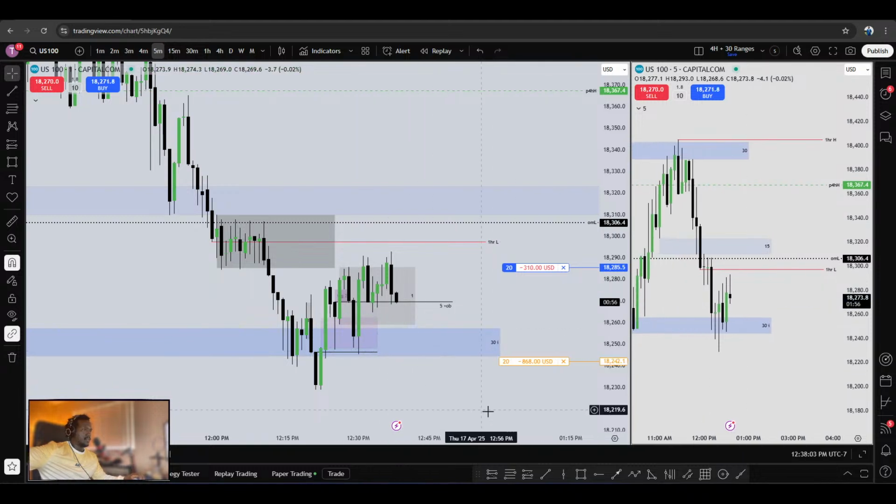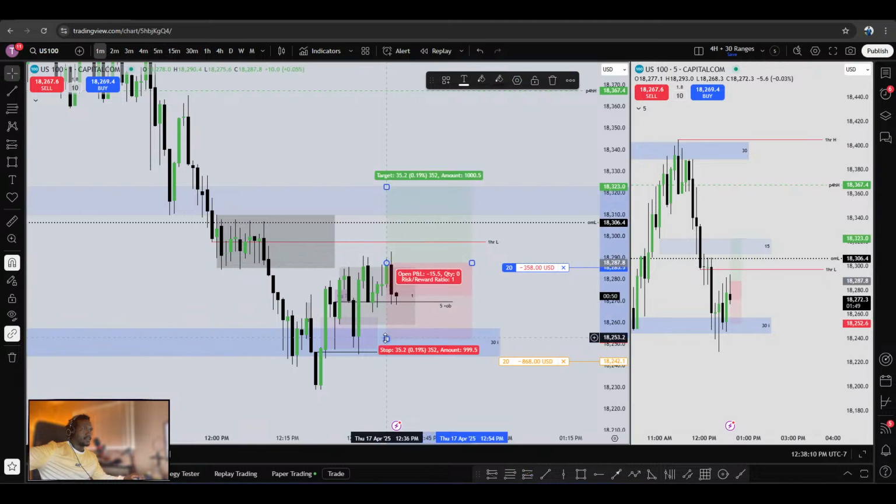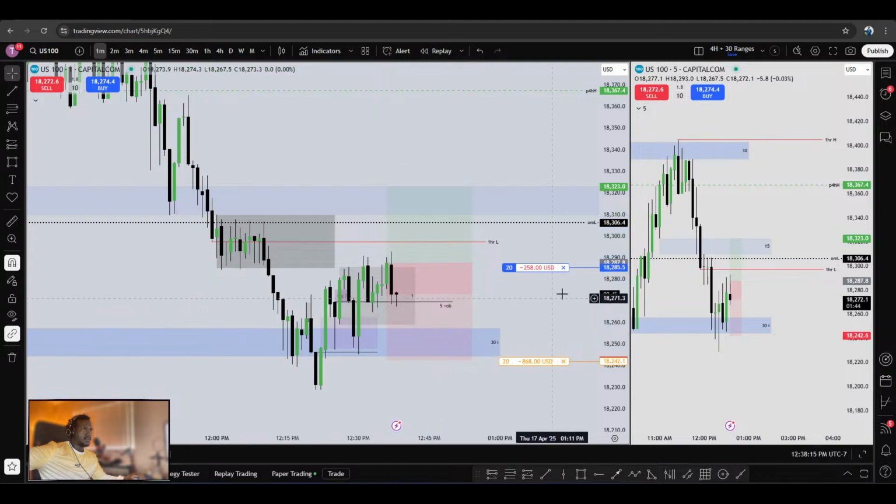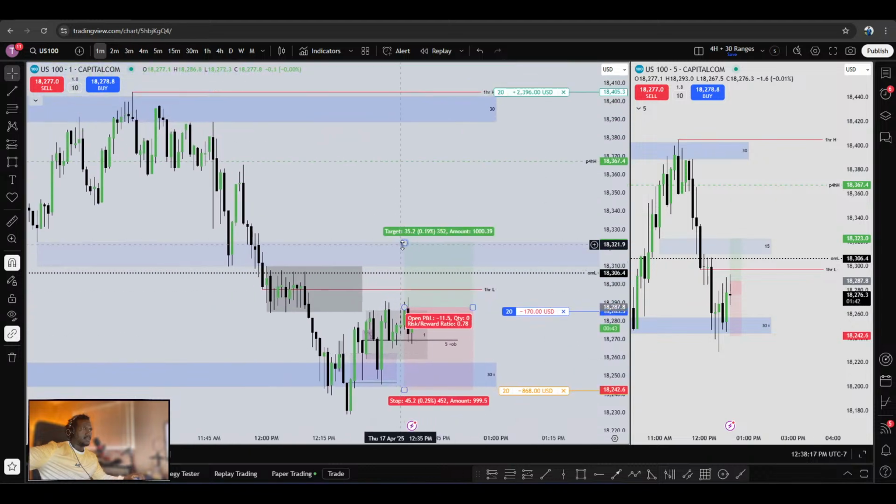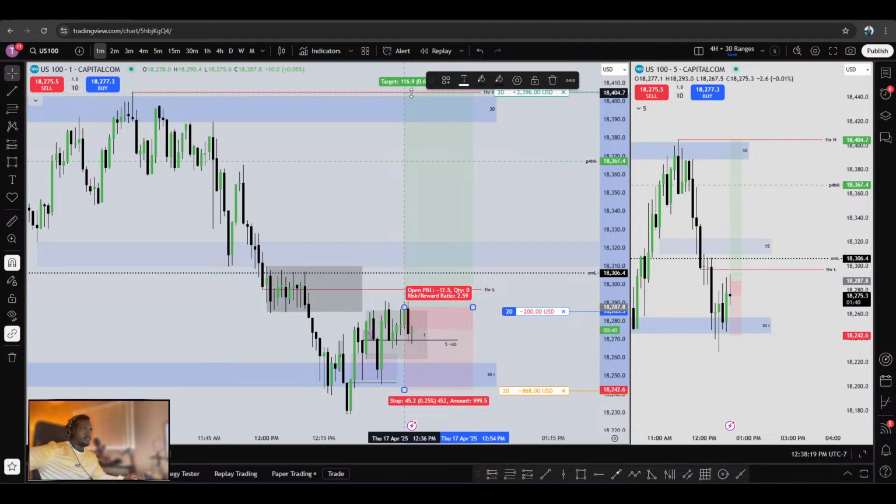My stop is down here, so this one I have to journal because I've taken the trade for real, which was at the close of that candle. My stop loss down here and my TP way up here. So if that works, that would be nice. So let's wait and see.